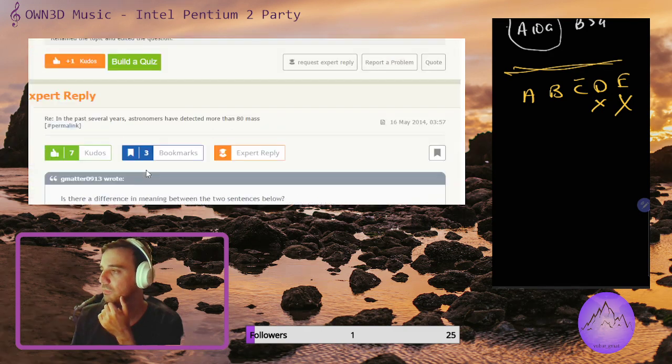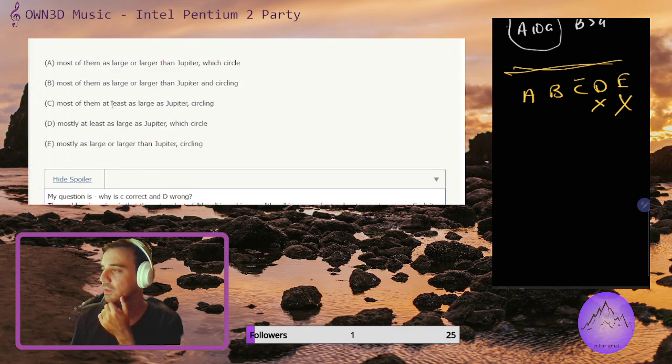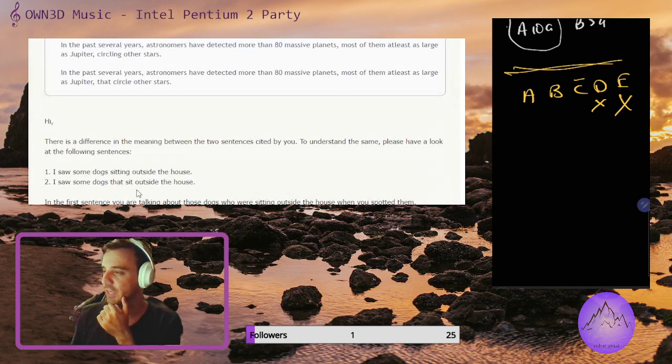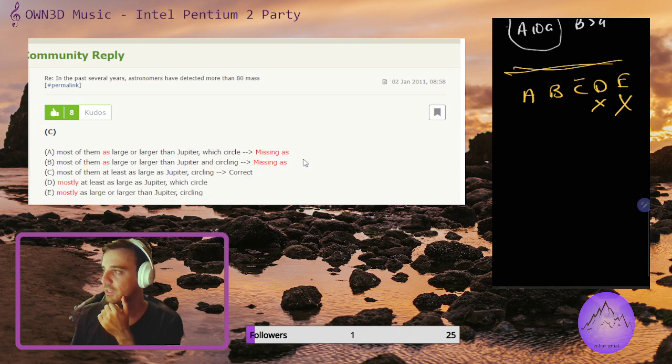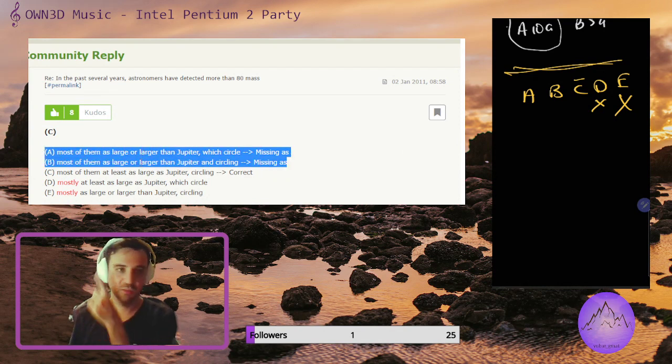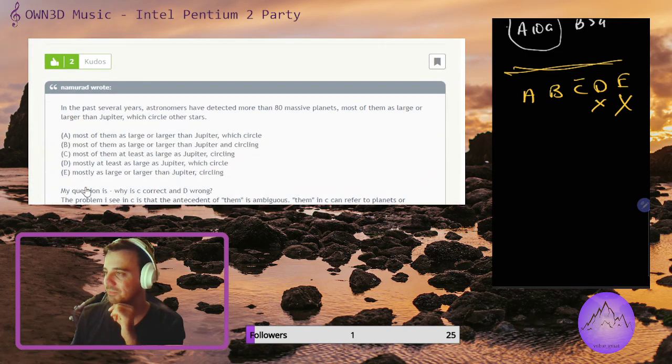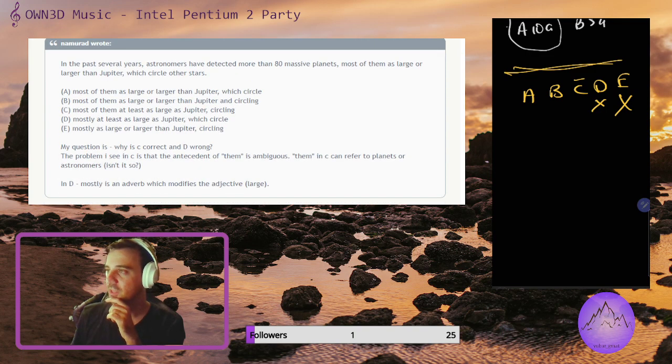Most of them, as large or larger, at least as large. Okay, so clearly this was from a previous version, and the original poster must have edited, because they're saying as is missing, but it's not in the actual question right now. And they're saying mostly is the problem, but they don't say why. Most of them is better than mostly. Agreed. That was what made me rule this out to begin with.